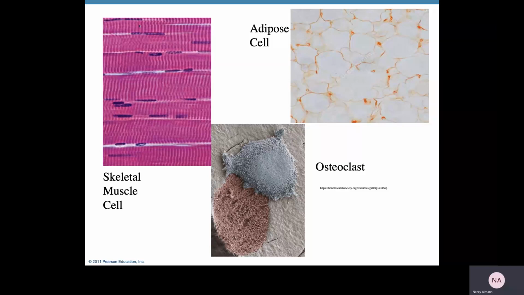I love the picture at the bottom, which is an osteoclast. Anytime you hear osteo, you're talking about bone. And an osteoclast is going to be a cell that will start to resorb bone, which will help maintain blood calcium levels, and therefore help maintain the appropriate mineral concentrations in the blood.